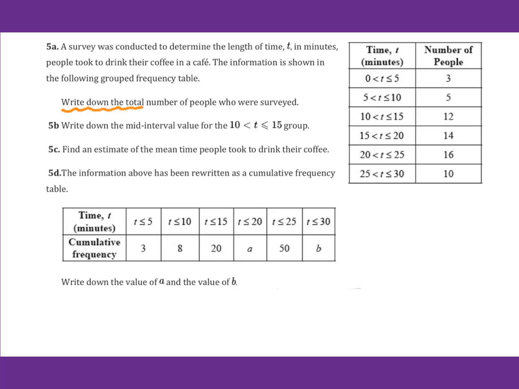Write down the total number of people who were surveyed. I just need to add all this together. You will get 60 people. For B, write down the mid-interval value for this one. We have to use 10 plus 15 over 2. That is 12.5.